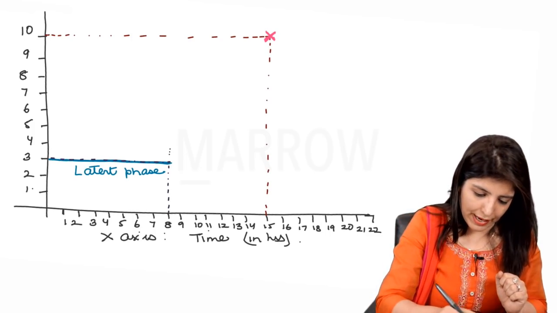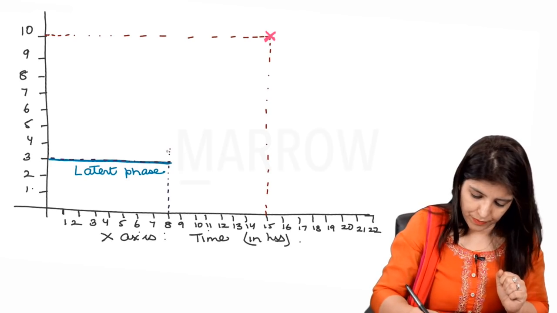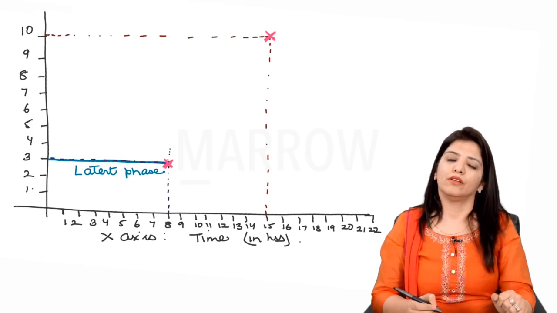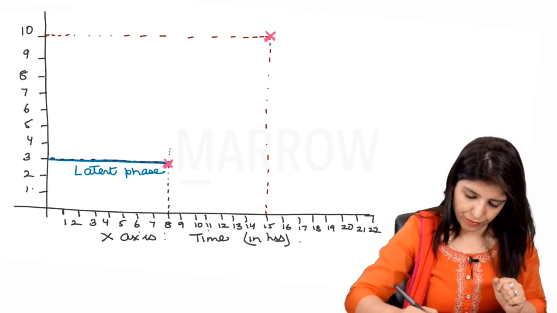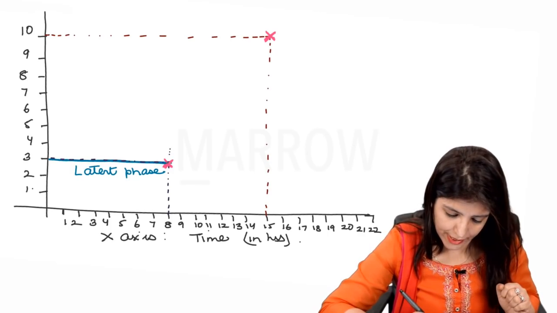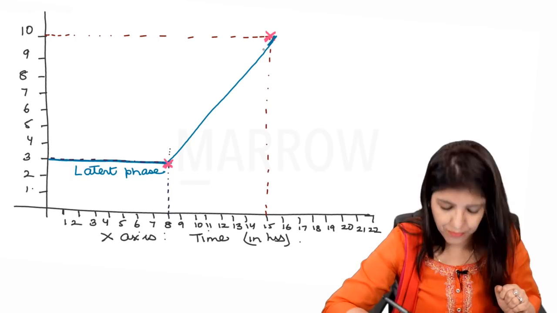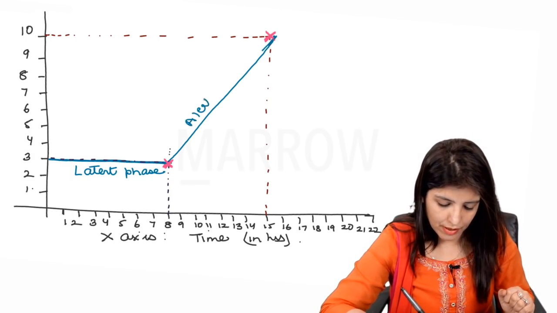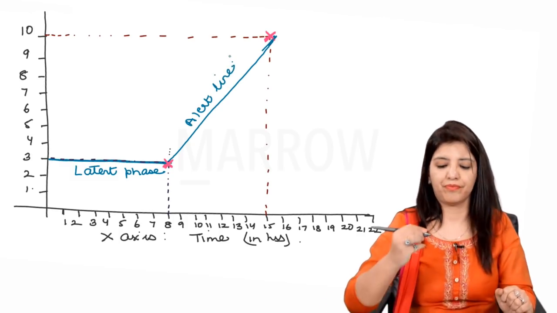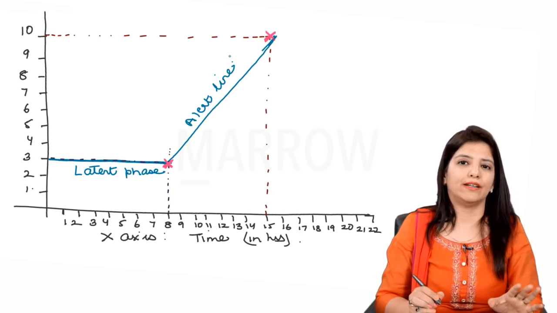Now, this line of latent phase, here also I have marked an X, right? Now, join both these two. Join these two pink X's with a straight line. This becomes your alert line. Right? So have you understood how to draw the alert line?